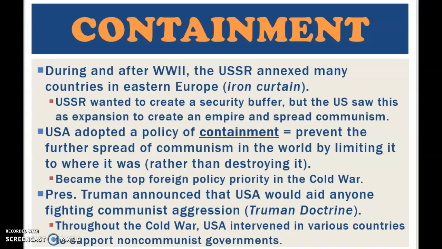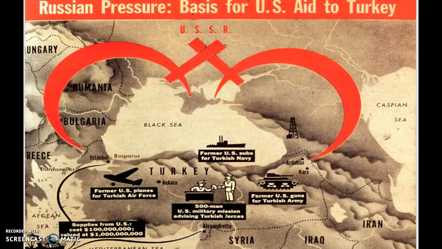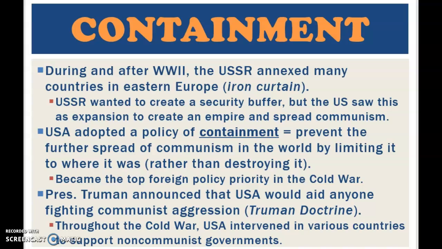President Truman announced that the U.S. would aid anyone fighting communist aggression, right? This becomes known as the Truman Doctrine. We first see this here in Turkey and Greece, which were coming under pressure from the Soviet Union. So we sent over supplies and ships and planes and all this stuff to help the Turkish government and the Greek government fight off Soviet aggression, right? So that they don't fall to communism too, like some of their neighboring countries had, all right?